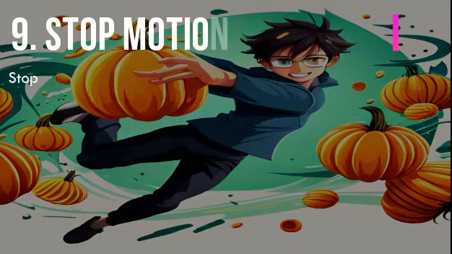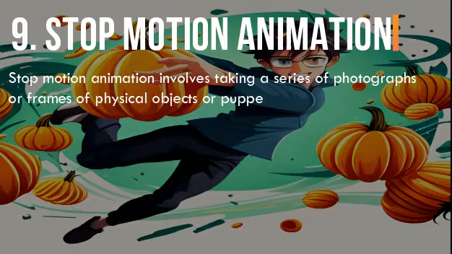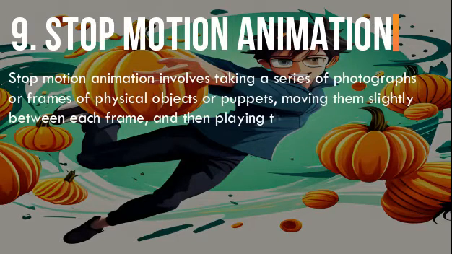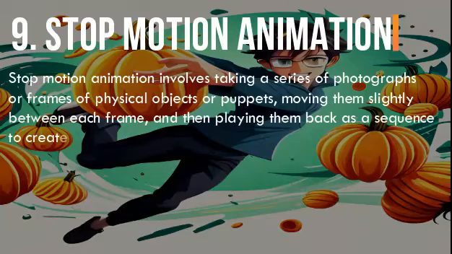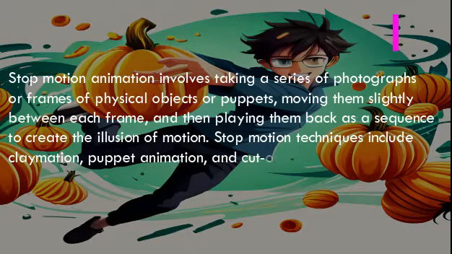9. Stop-motion animation. Stop-motion animation involves taking a series of photographs or frames of physical objects or puppets, moving them slightly between each frame, and then playing them back as a sequence to create the illusion of motion. Stop-motion techniques include claymation, puppet animation, and cutout animation.